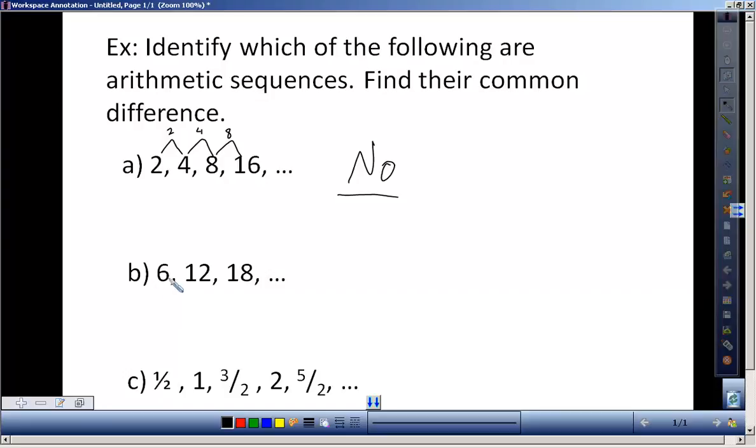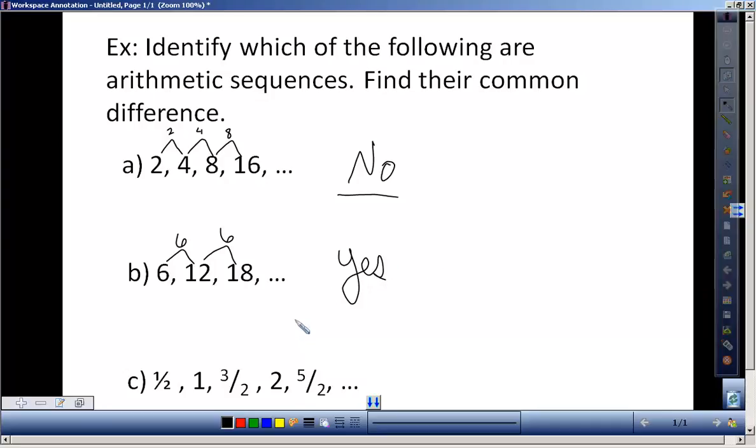Let's look at B. 6, 12, 18. So let's find out what the difference is here. This one went up by 6. This one went up by 6. That's the same number, so yes. This one is, in fact, an arithmetic sequence.